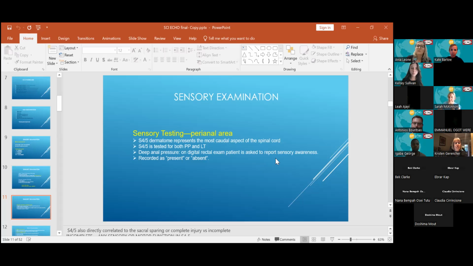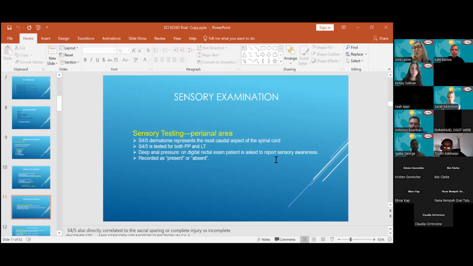S4, the dermatome S4 and 5 are just incredibly important in spinal cord injury because that's really the only level that we would focus on in determining whether the injury is complete or incomplete, which some of you may know really drives our treatment focus largely. And the only way to test it is in that area, which is going to be in a perianal area, our most caudal aspect of the spinal cord.